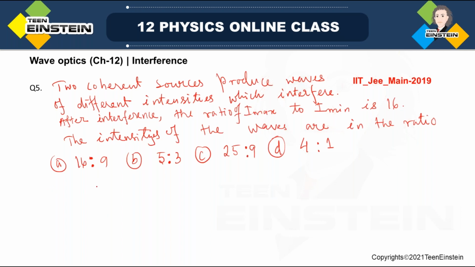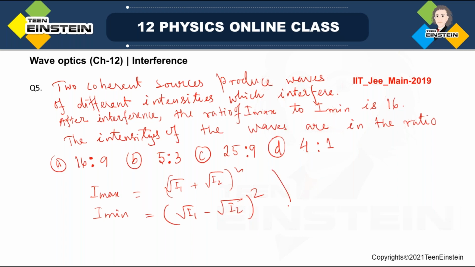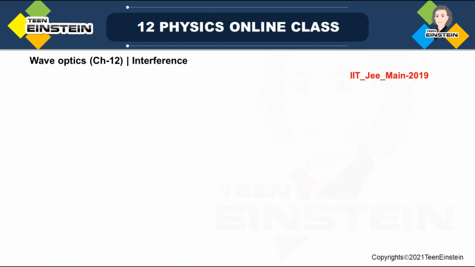See, this is a very simple problem. I'm directly going to the answer part itself. We have this formula that I max is equal to root over I1 plus root over I2 whole square, and I min is square root of I1 minus square root of I2 whole square. So these are the intensity expressions. What is given is I max by I min is 16 is to 1.